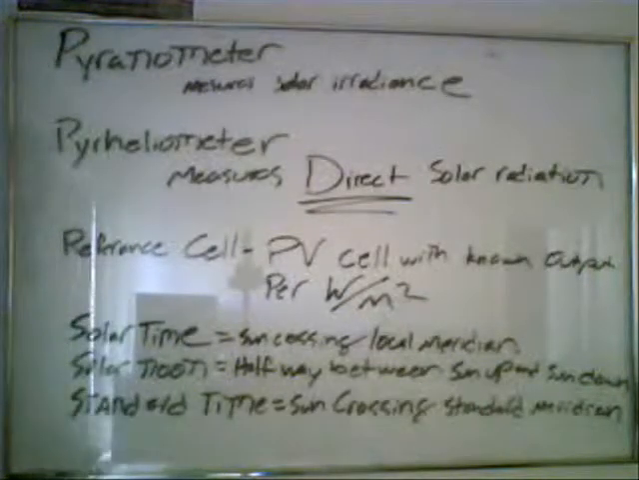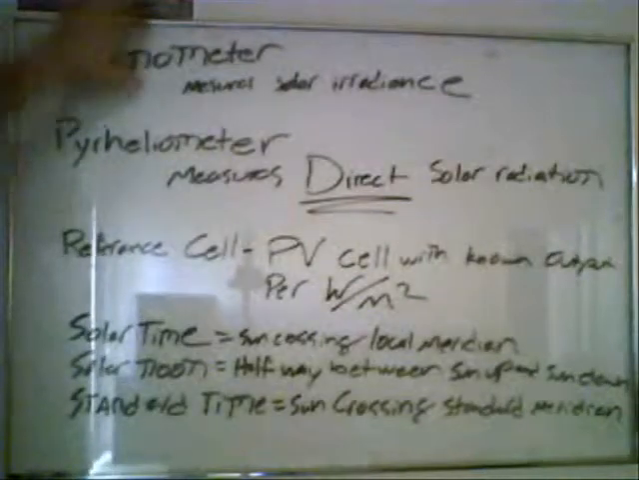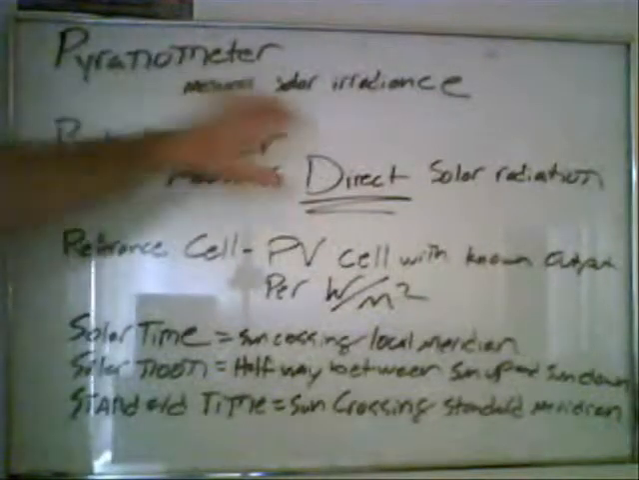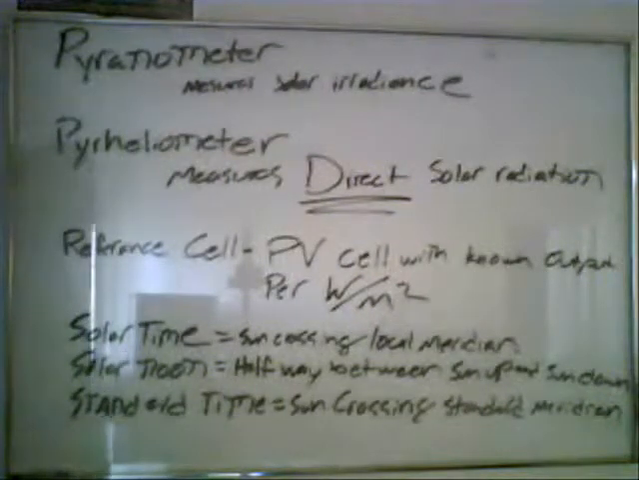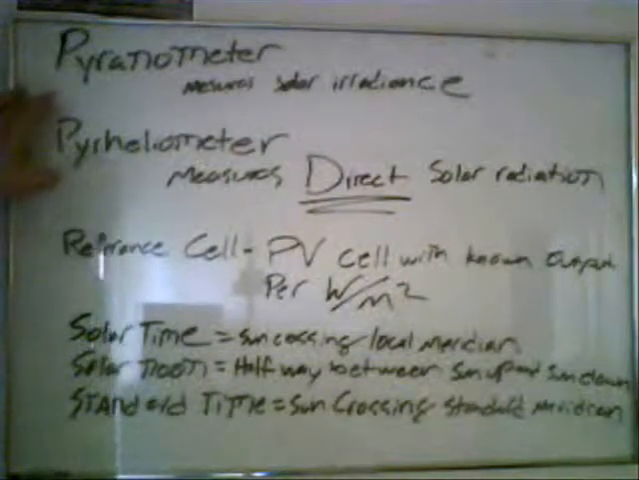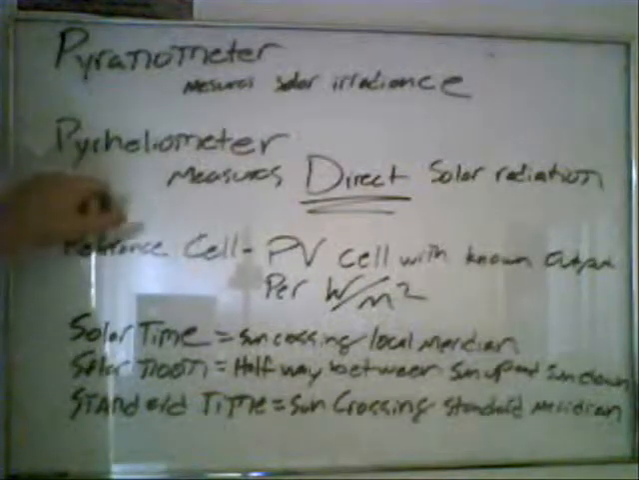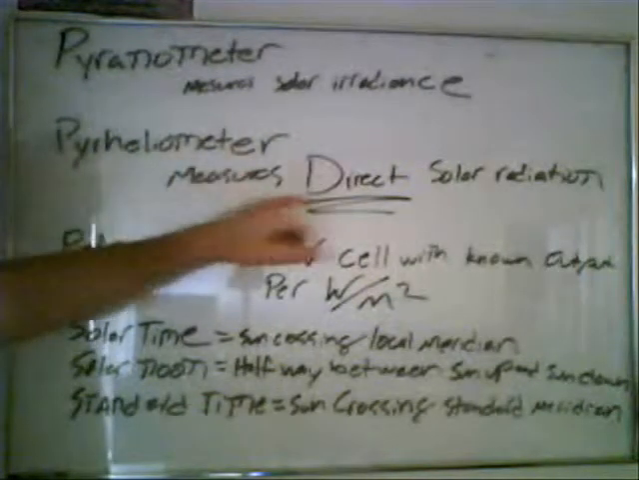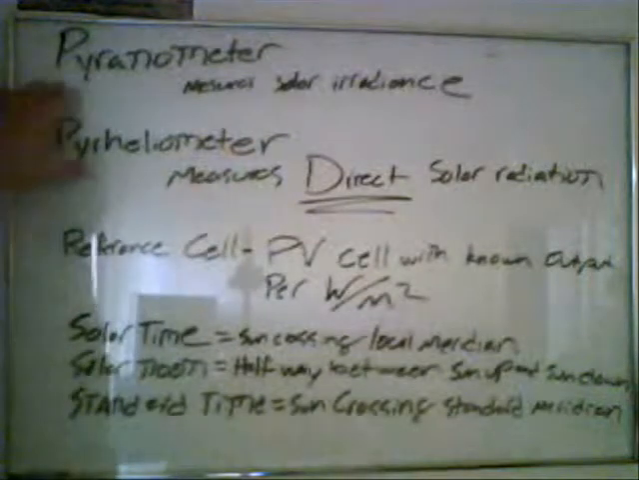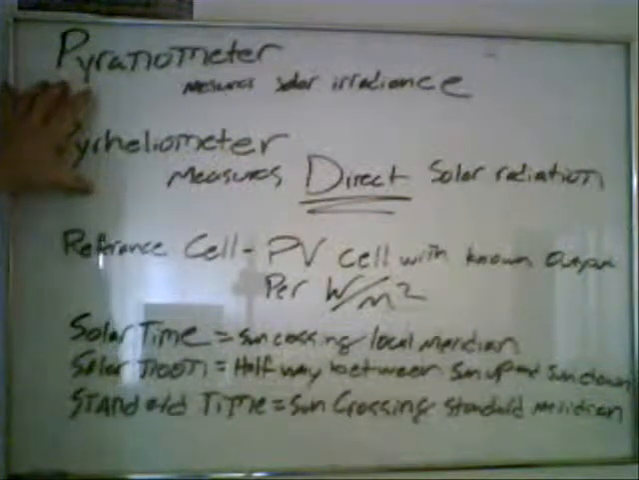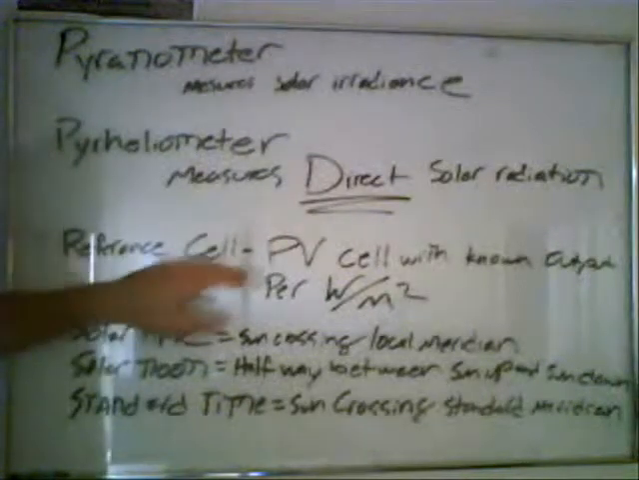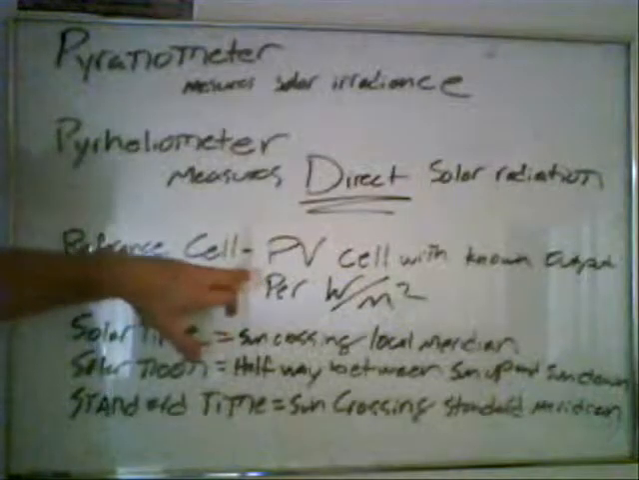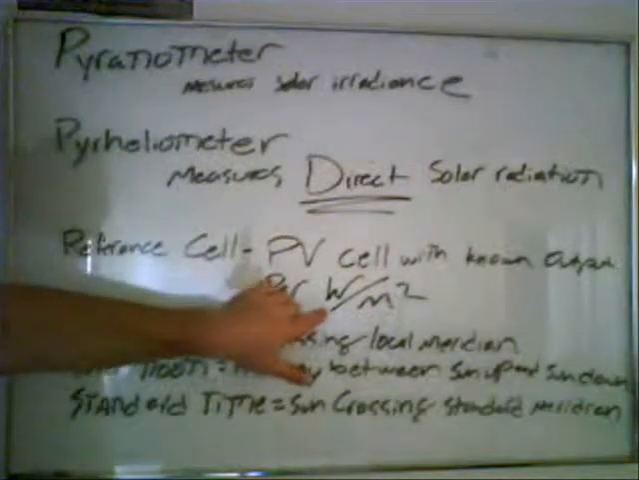Okay, more definitions. A pyranometer is a light-sensing device that measures the total solar irradiance, including diffused irradiance. A pyrheliometer measures direct solar radiation. It does not measure any reflected or refracted radiation, just direct solar radiation. A reference cell is a PV cell that's been calibrated with a known output per irradiance.